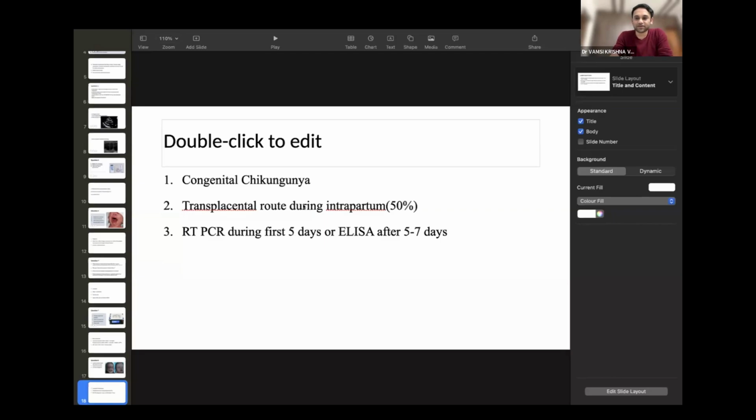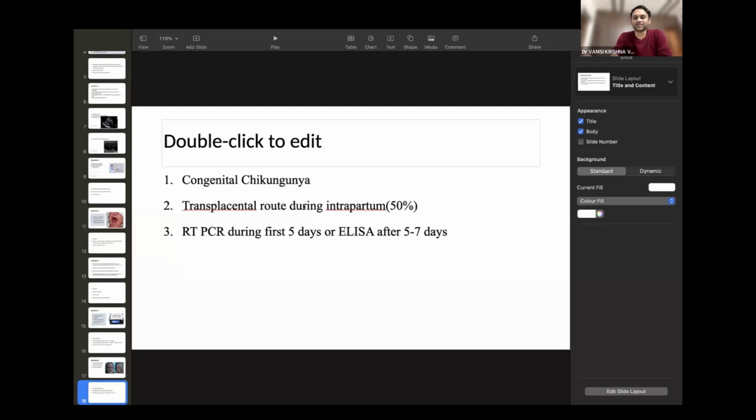The rest of the initial investigations were normal. The baby had a transient improvement. Then again the baby had worsening encephalopathy, shock, and thrombocytopenia. When we worked up the mother again, we found that she had some bone pains and joint pains. Then we did an ELISA in the mother. When we found chikungunya, we did the same test in the baby. We found the baby's chikungunya was positive.